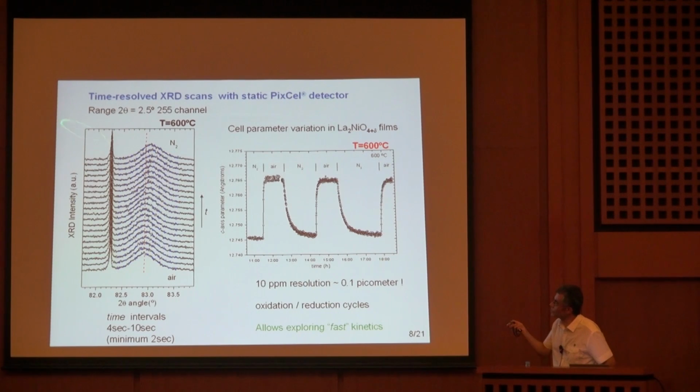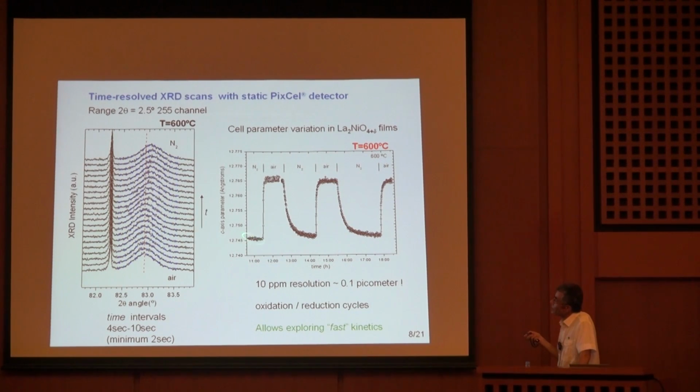So this is the substrate reflection, and this is the film reflection. One can see that we can measure every 10 seconds, I think, in this case. Every 10 seconds you can have one of these scans, so you can follow very nicely the variations under the change of oxygen pressure from air to nitrogen. So we can do cycles from nitrogen to air at different temperatures. This is at high temperature all the time. So you can follow very nicely the variations in the structure.